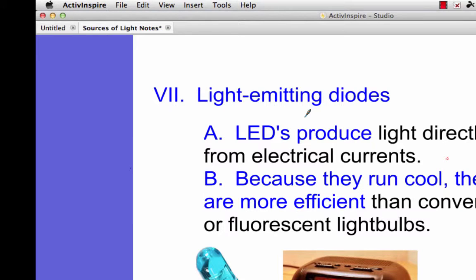Okay, light-emitting diodes, or as we know them, LEDs, they produce light directly from the current. And because they run so cool, they are even more efficient than conventional, incandescent, or fluorescent light bulbs. So they don't have a filament, and they don't have an electrical current that has to run through the tube to excite mercury atoms. All it is, it's the actual current that is producing light here. Runs very cool, and it's very efficient, and is really what we as a society are moving towards in terms of light bulbs. You should already see a lot of these, and you're going to start to see even more.